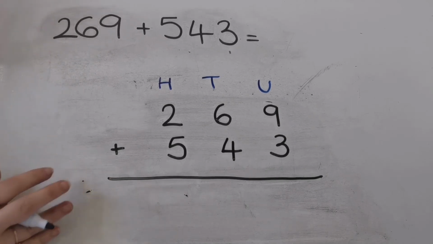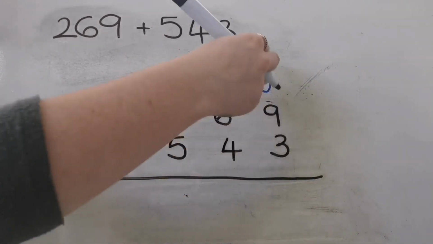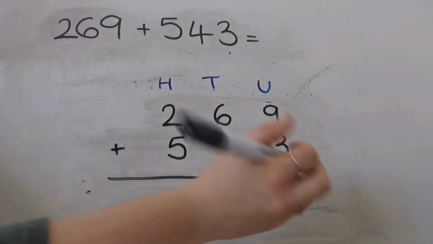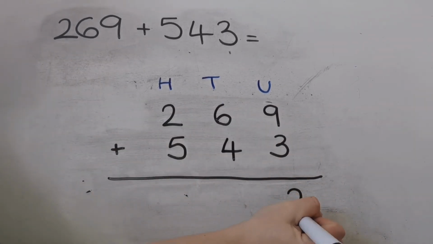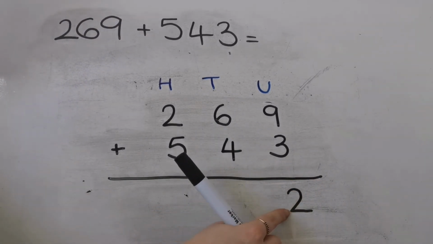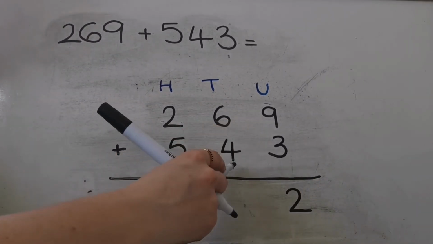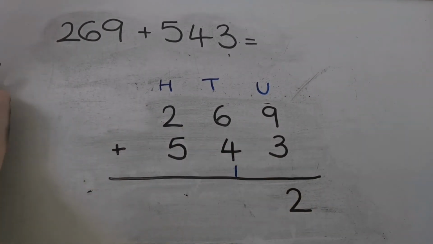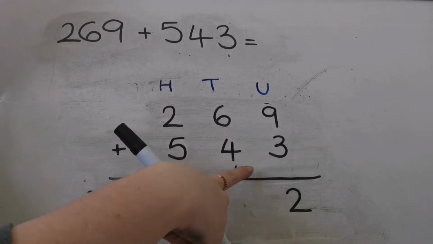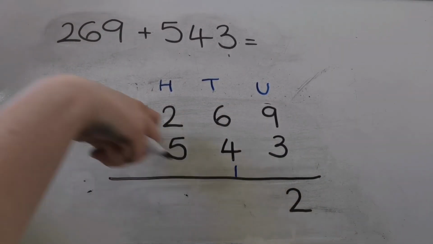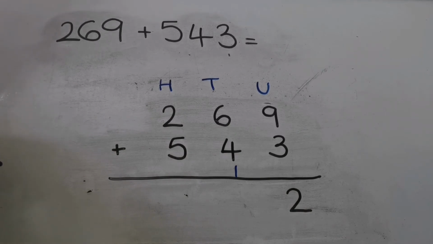Okay, once we've done that, then hopefully you remembered that we started with the units, so we did 9 plus 3, okay, and that would have given you the answer 12. Now we can't put a 2-digit number into the units, so we're going to write our 2 and we're going to regroup the 10 into the next column, our tens column. Okay, so we've still got 12. Now, once we've got that ready, we can move on to adding our tens.